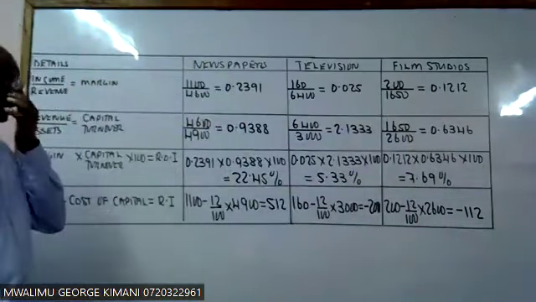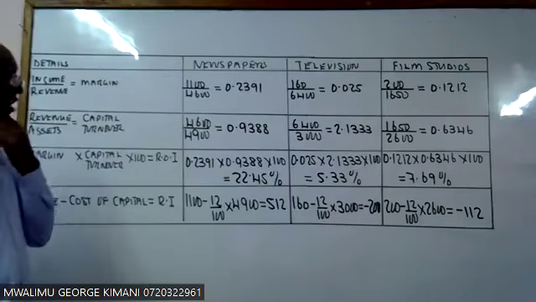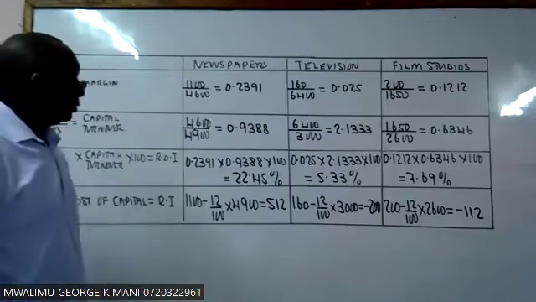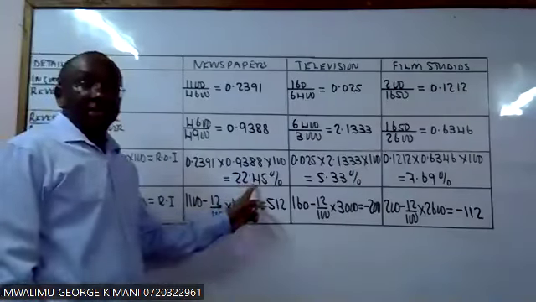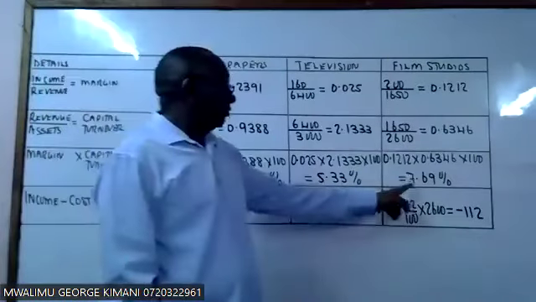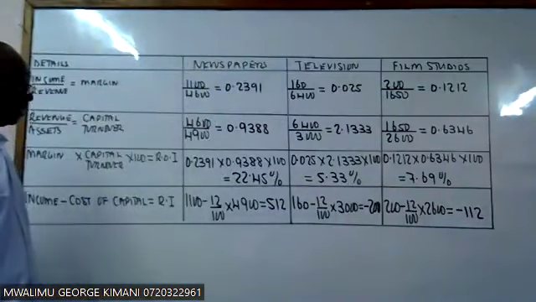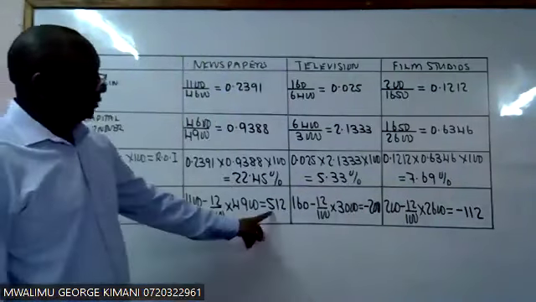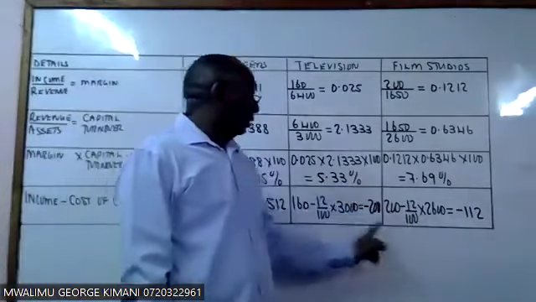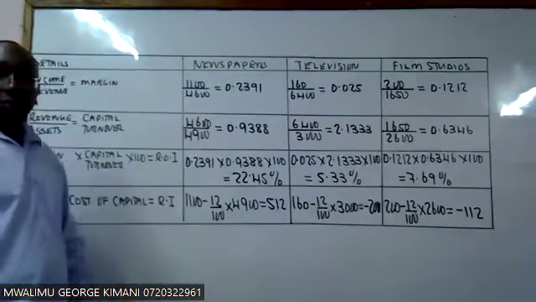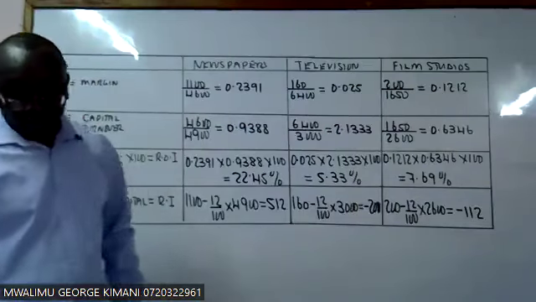Then, in terms of percentages now, the return on the capital invested, you can see this reads highest, followed by this one, followed by this. In terms of residual income, this is the one that is the highest, followed by film, and the last one is the TV. So those are the explanations you can give.